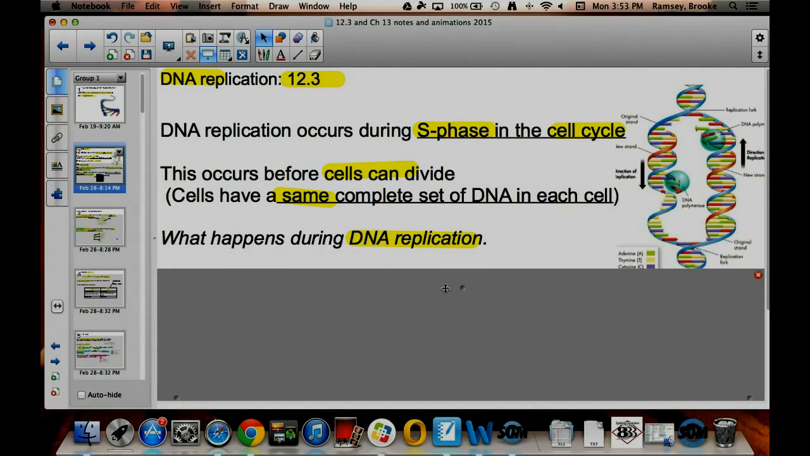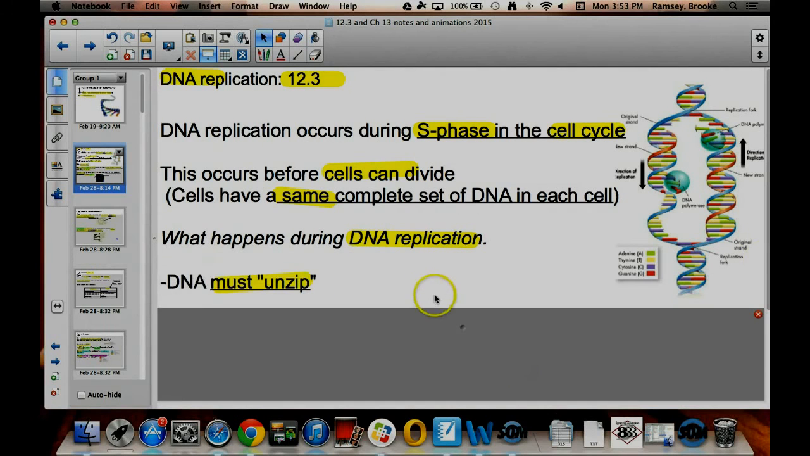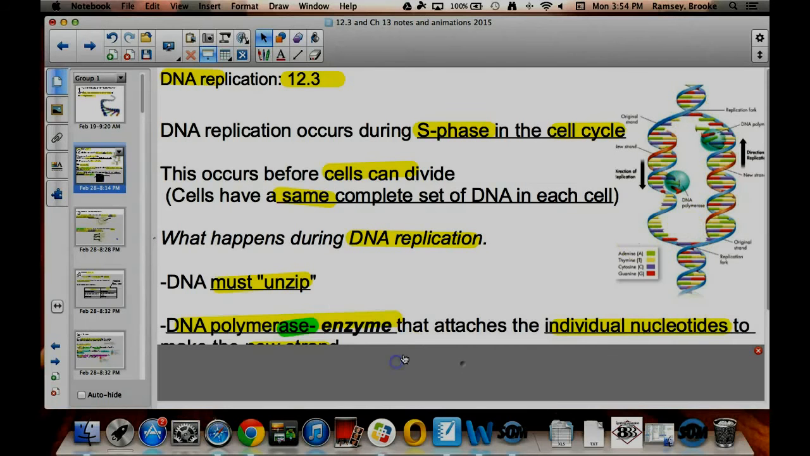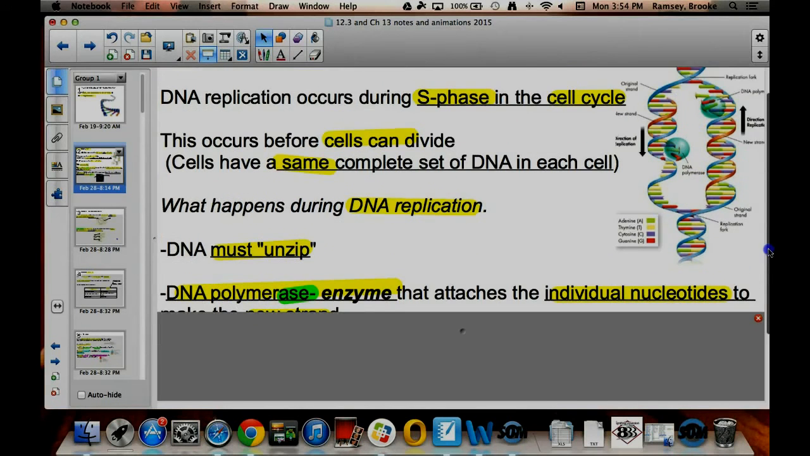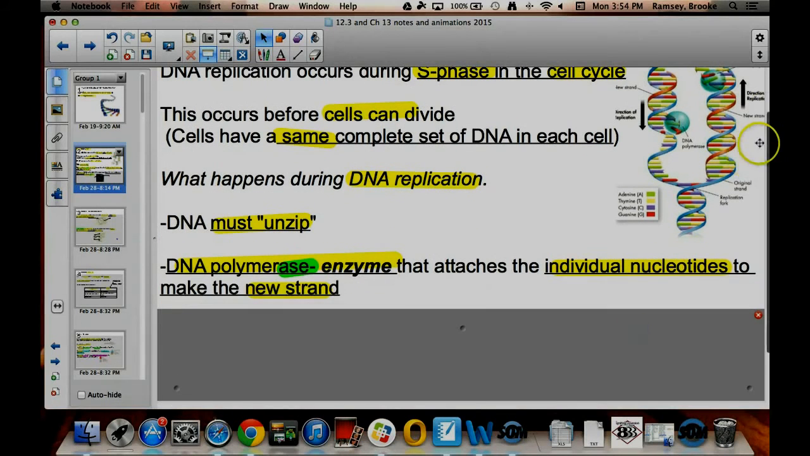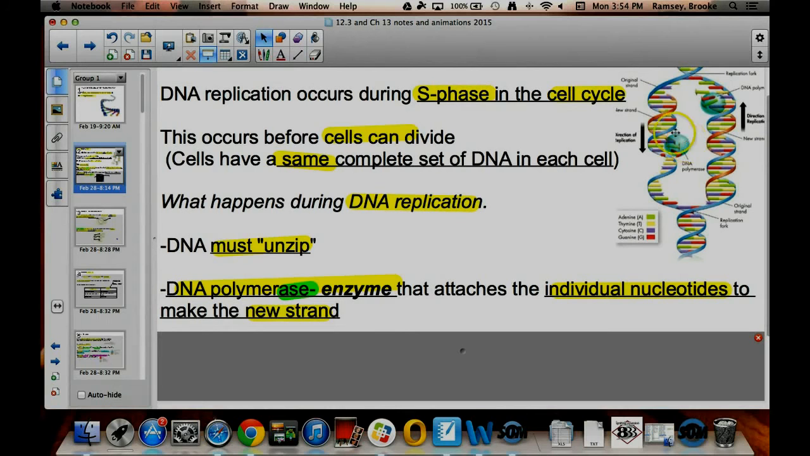So let's look at the details of how DNA replication works. First of all, DNA must unzip. So we are going to copy this middle section of DNA here, so we must unzip it. And when we unzip it, the next thing that occurs is that there are enzymes that help with this process. If you look up here, the blue spheres represent DNA polymerase, and we see the ase ending, which means it's an enzyme. The enzymes attach to the single strands of unzipped DNA.